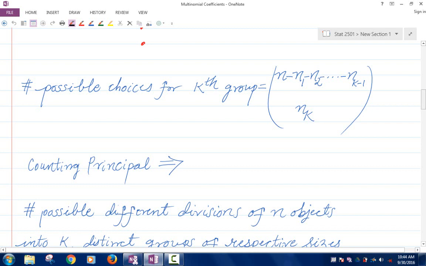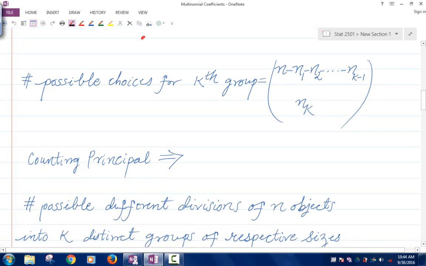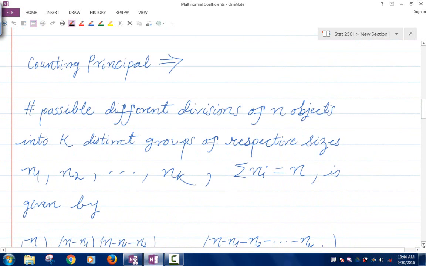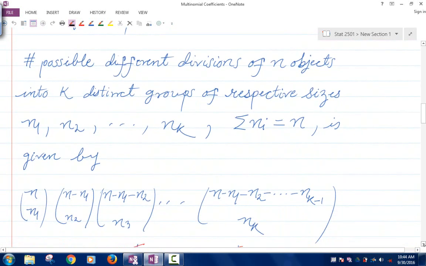Okay, so the counting principle says that the number of possible divisions of n objects into k distinct groups of respective sizes n1, n2, dot dot dot, nk is given by, now you multiply them: n choose n1 times n minus n1 choose n2, times n minus n1 minus n2 choose n3, dot dot dot, n minus n1 minus n2 minus dot dot dot minus n(k-1) choose nk. Is that right? That's by the counting principle.